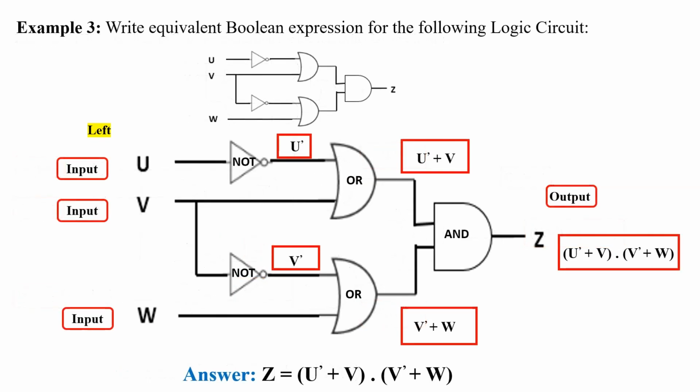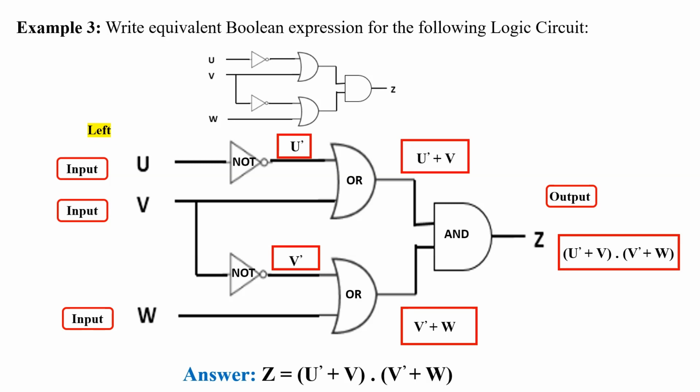Now let's see another example. Write equivalent Boolean expression for the following logic circuit. Look at the left side of the picture, where the inputs of the variables u and v are given. Input u has a NOT gate, so input u becomes u complement. Now OR gate is given, so we obtain u complement plus v.